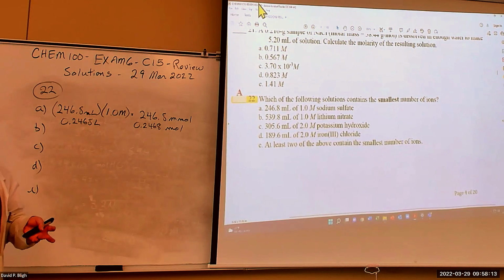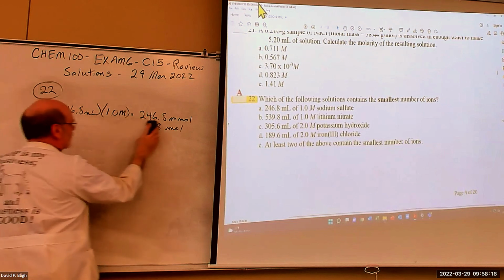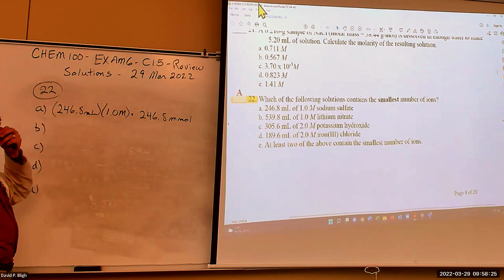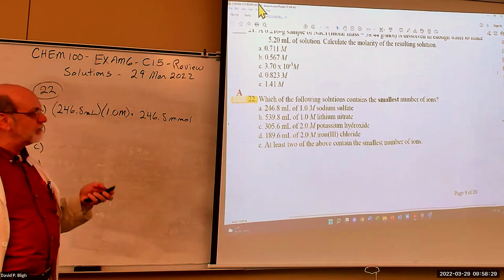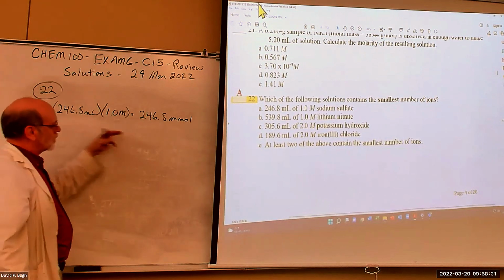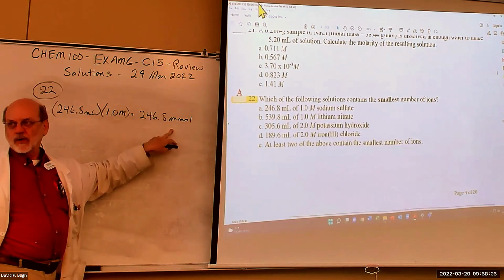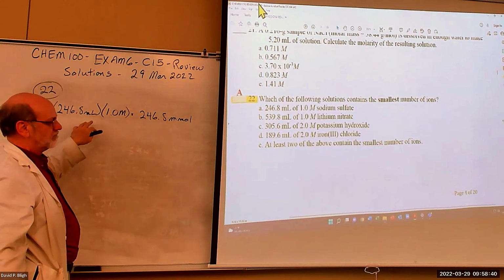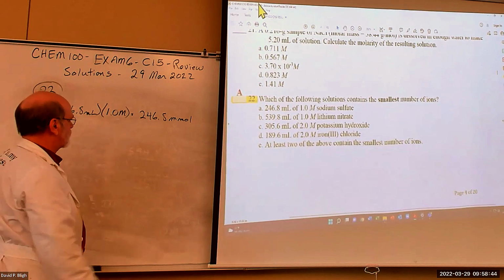Did I lose you? Okay. So the reason I'm leaving it that way is it just kicks out a step. We don't have to convert it to liters. And we're really only looking for the numbers of ions. So as long as we're in a unit that represents numbers, that works. But this is millimoles of the compound. How many moles of ions does that represent?